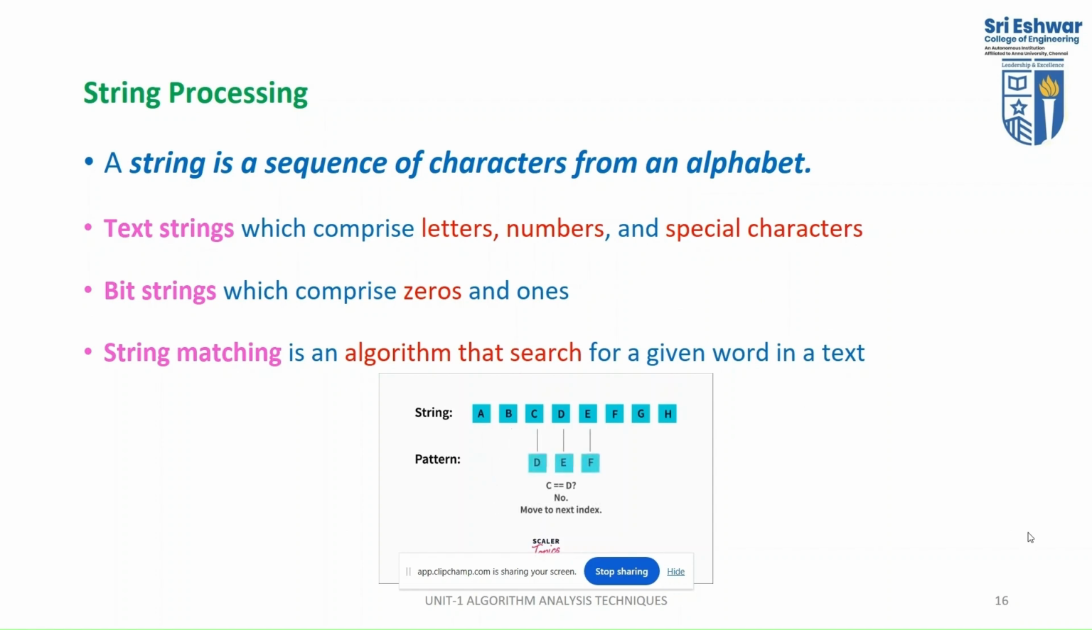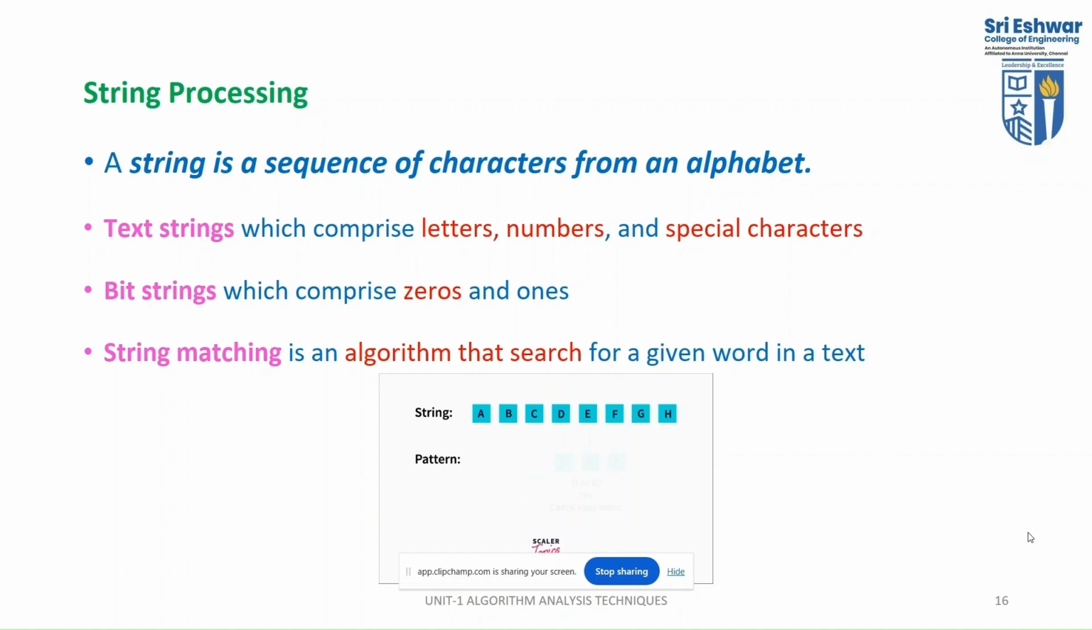Third problem is string processing. String is a sequence of characters from an alphabet. There are two types of strings: text string and bit string. Text strings comprise letters, numbers, and special characters. Bit strings comprise zeros and ones. We have string matching algorithm to find out whether a particular pattern exists in a string or not. For example, we have a pattern D, E, F, and we have a string A, B, C, D, E, F, G, H. We have to check whether this pattern D, E, F exists in that string or not.